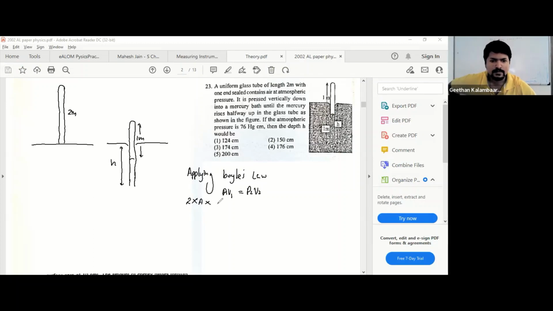So 2 into A, 2 meters into pressure. Initially, the atmospheric pressure is inside this, and that is equal to the second time pressure here. You can say it's P. In order to write P, we need this height.